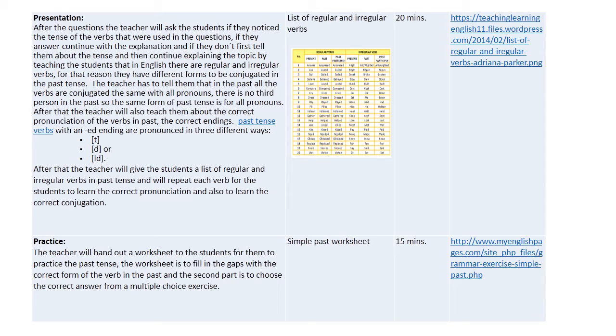After that, for practice, the teacher will hand out a worksheet in which the students have to fill in the blanks with the correct form of the verb, and they have to choose the correct answer from a multiple choice exercise. The worksheet could be downloaded from the link, or the teacher could design the questions or the exercises depending on how much the students know and their level of English.